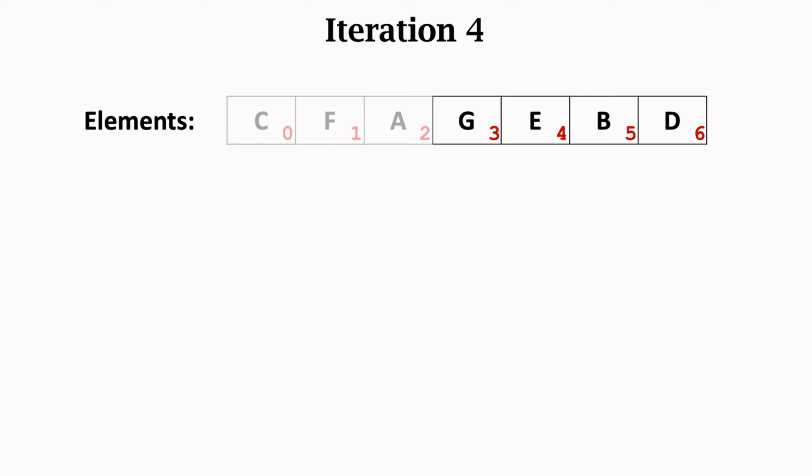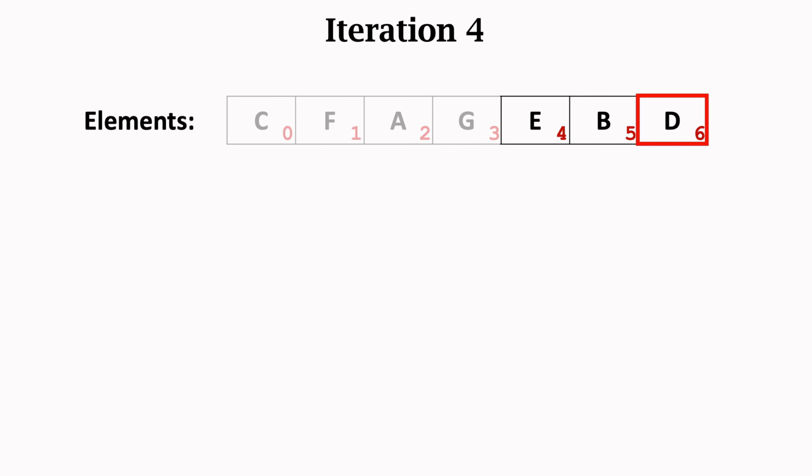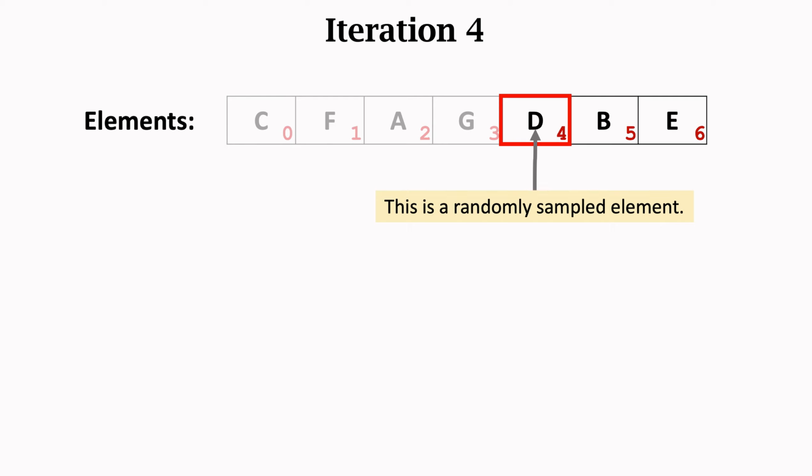Now the fourth iteration begins. Fix the first 4 elements. Randomly sample an element from the remaining 3 elements. We happen to get the last element, D. This is the fourth iteration. The selected element, D, should be moved to the 4th position. We swap D with the 4th element, E. After the swap, D is in the 4th position. Now, the element in the 4th position is the result of a random sampling.